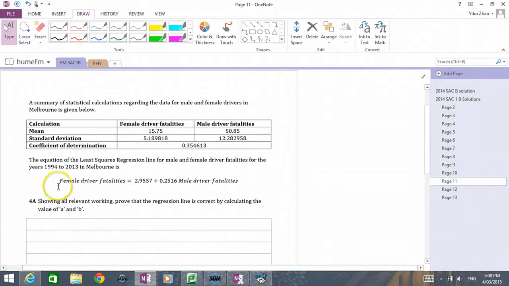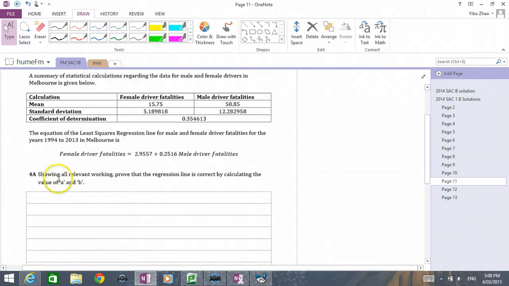and I am asked to show a relationship between female driver fatality and male driver fatality. I need to show this is the line of best fit. Now, the word showing here means doing it by hand, showing that I can find the value of A and B of the line of best fit by hand.